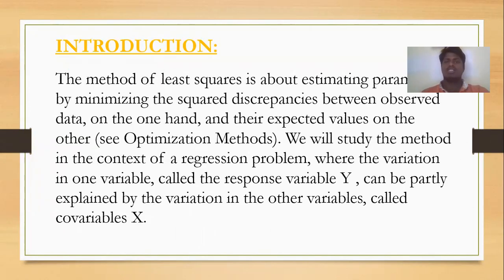Introduction. The method of least squares is about estimating parameters by minimizing the squared distances between observed data on the one hand and their expected values on the other. We will study the method in the context of a regression problem where the variation in one variable, called the response variable y, can be partially explained by the variation in the other variables, called covariates x.